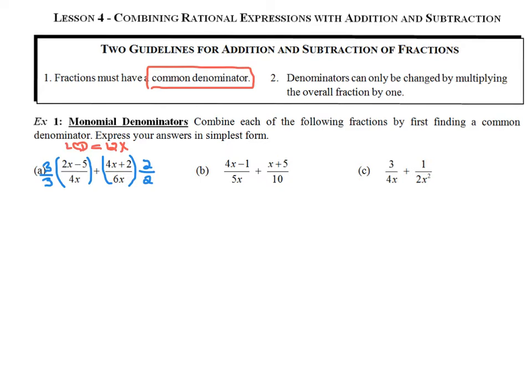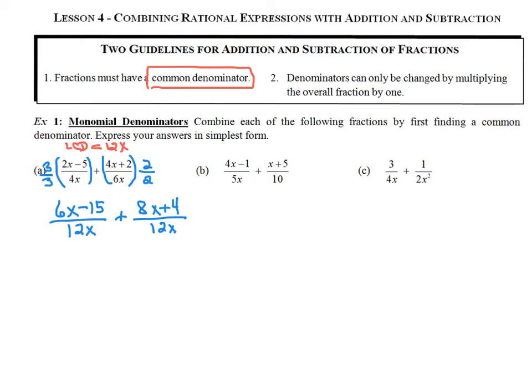Now go ahead and multiply the numerator in the first fraction by 3. So 3 times 2x is giving me a 6x. 3 times negative 5 is negative 15. My denominator will now be 12x. Now the second fraction: I'm going to multiply the numerator by 2. So that's going to give me 8x plus 4. And likewise, I'm going to multiply the denominator by 2. So I have my common denominator of 12x.